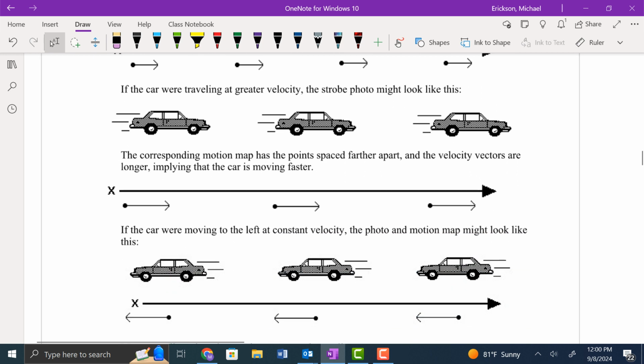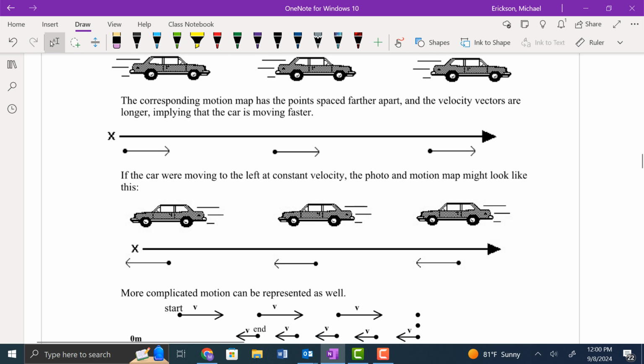We do the same scenario, except now it's 3 dots, and you can see these arrows are longer. I can surmise that this car is moving even faster. Another scenario here, instead of the arrows going to the right, now they're going to the left. I know my car is going to the left now.